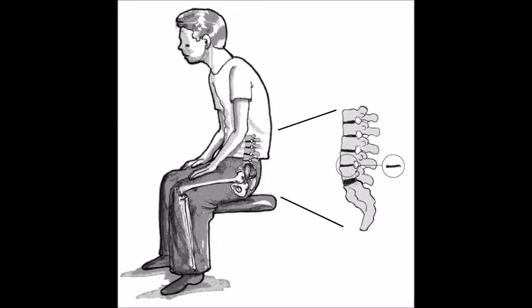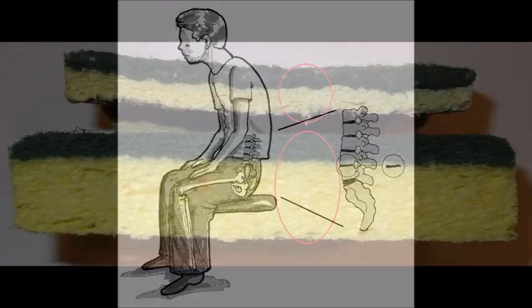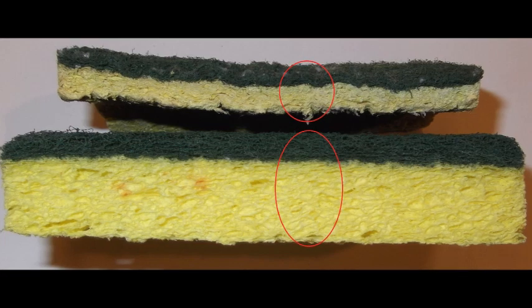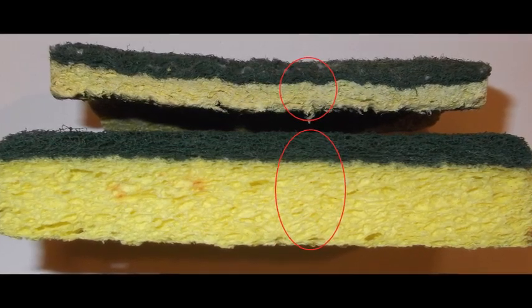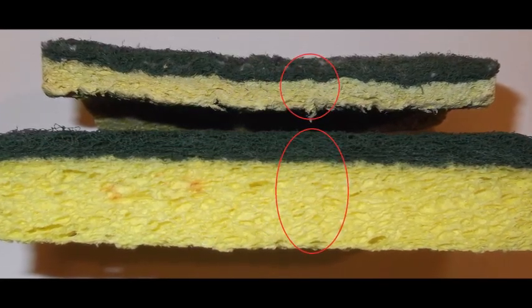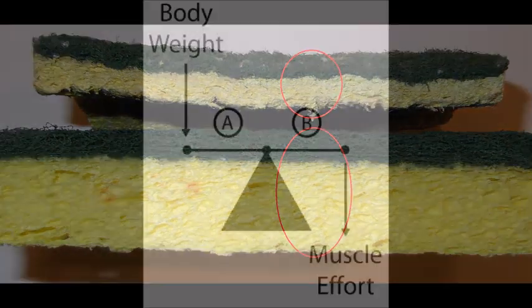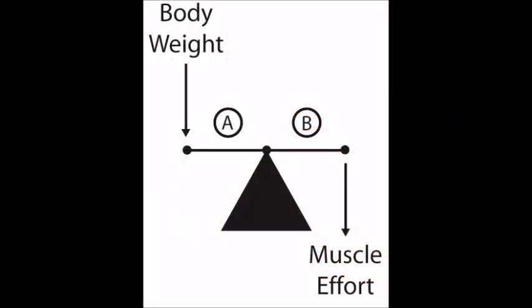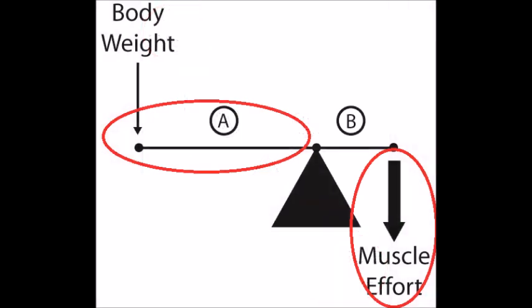If you round out your lower back, the lumbar discs are compressed as your body weight shifts forward. And eventually, the compressed discs will look and feel more like the top sponge compared to the bottom sponge. In terms of muscle effort, if your center body weight, which is distance A, shifts forward over your spine, as in slouching, the distance A increases and the muscle effort is much greater.